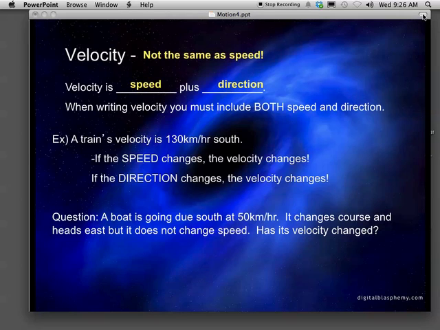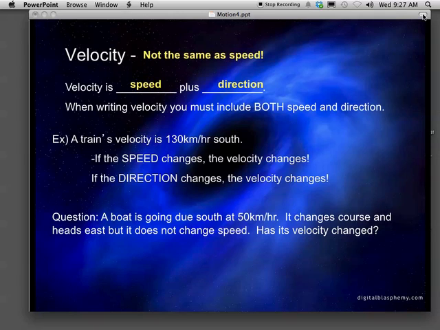So if you're being asked for a velocity to be technically correct, you need a direction as well as the speed that the object is moving. For example, I may say a train's velocity could be 130 kilometers per hour south. If the speed changes, the velocity is changed. But also, if the direction changes, its velocity also changes. If that train turns and starts heading east, then it has a new velocity.